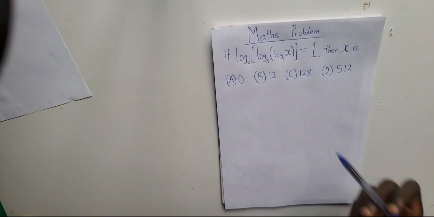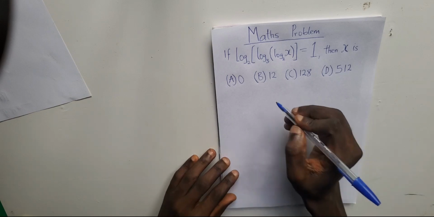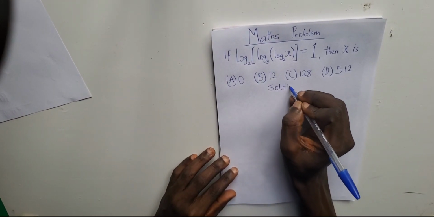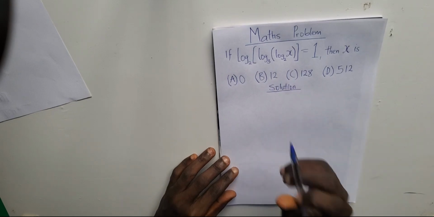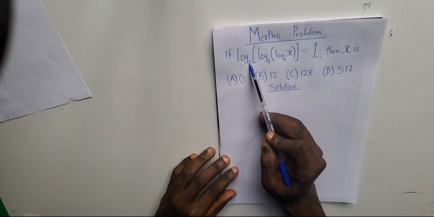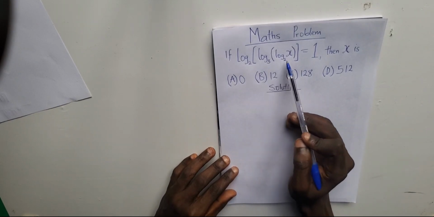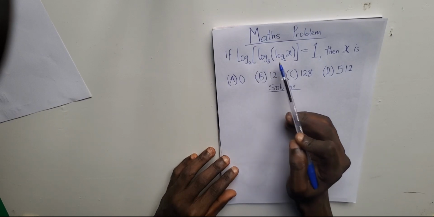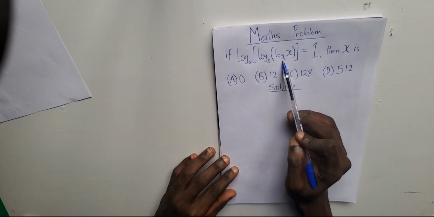In this class, we'll be solving this math problem. So let's write our solution. You see, this number added down here is referred to as the base. You understand? They are referred to as what? Base. This number added down here, they are referred to as base.